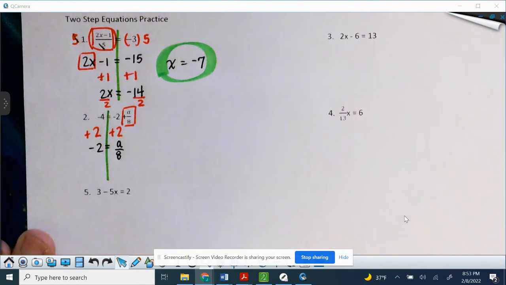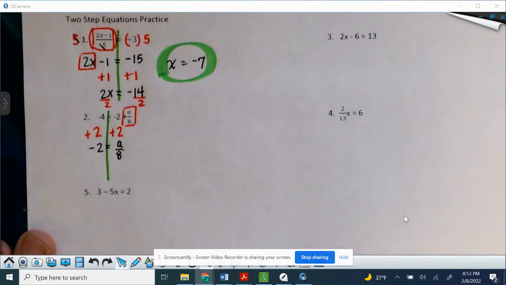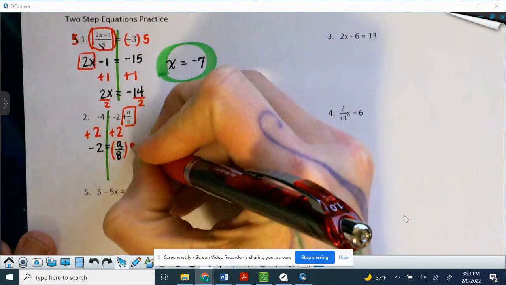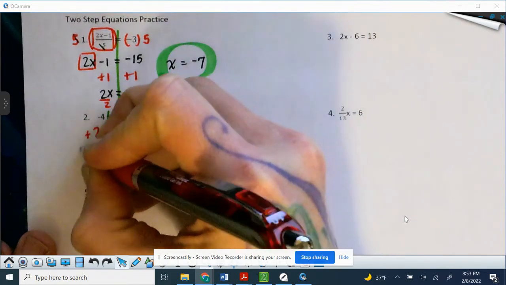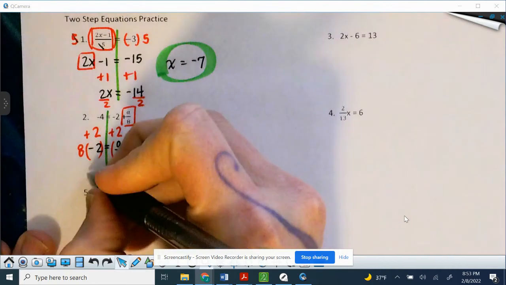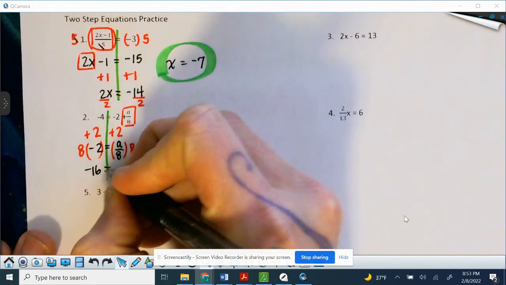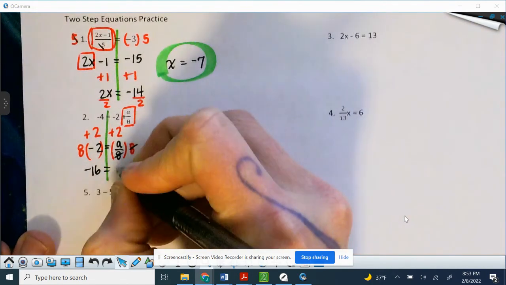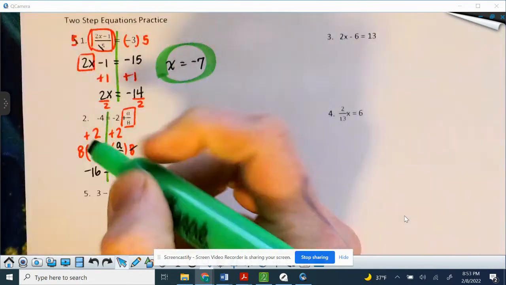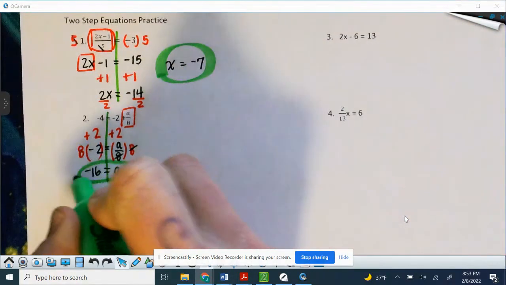Now, I need a by itself, and a over 8 is the same as a divided by 8, as the problem before. And that means the inverse of division is multiplication. So we're going to multiply both sides by 8, because whatever we do to one side, we have to do to the other. That's going to leave me a negative 16 equals, our 8's go away, a. And at that point, a is by itself, and so our answer should be a negative 16.